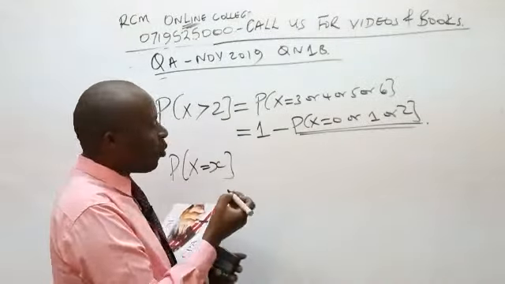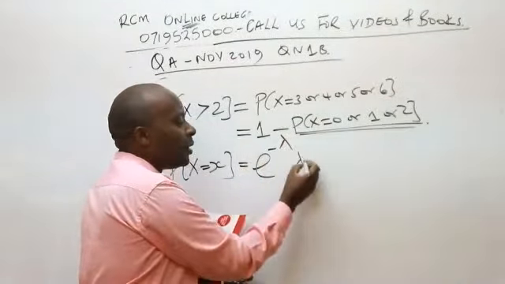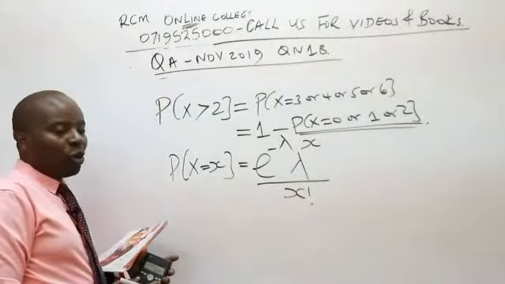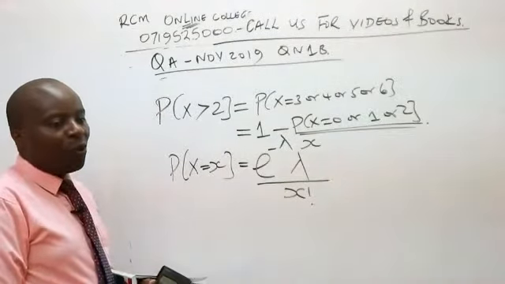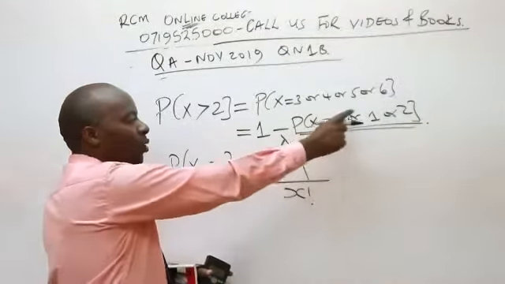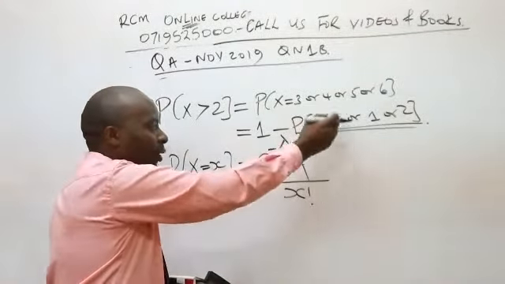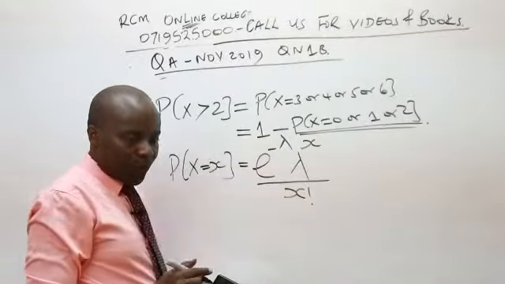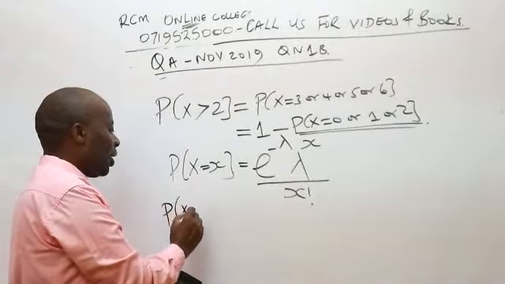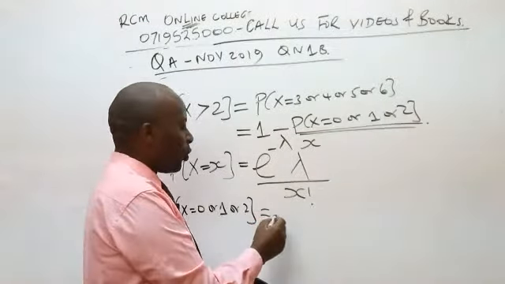If it is Poisson distribution, I know how this distribution looks like. Probability of capital X being equal to small x will be equal to e raised to negative lambda, lambda raised to x, all over x factorial. So then what you need to do is to get the probability of each one of these. The very best, because this e will apply to each one of them, is to factor it out.